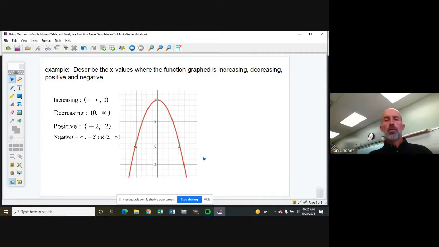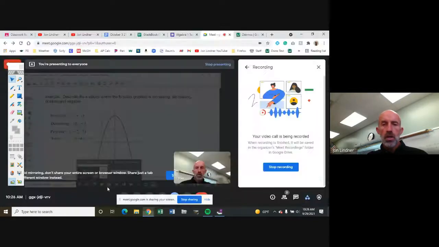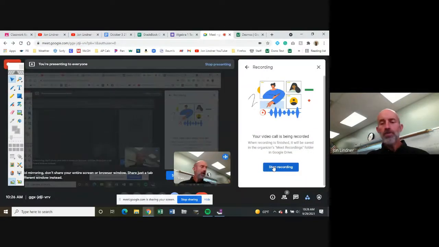All right. So remember what we're doing. We are stating the x values where this stuff is happening. You never state the y values. From negative infinity to 0, this thing's increasing. From 0 to positive infinity, it's decreasing. From -2 to +2, all the y values are positive. And from negative infinity to -2, all the y values are negative. And they're also negative from 2 to positive infinity. All right, and we will stop there for today. Hopefully that gets you a good start.